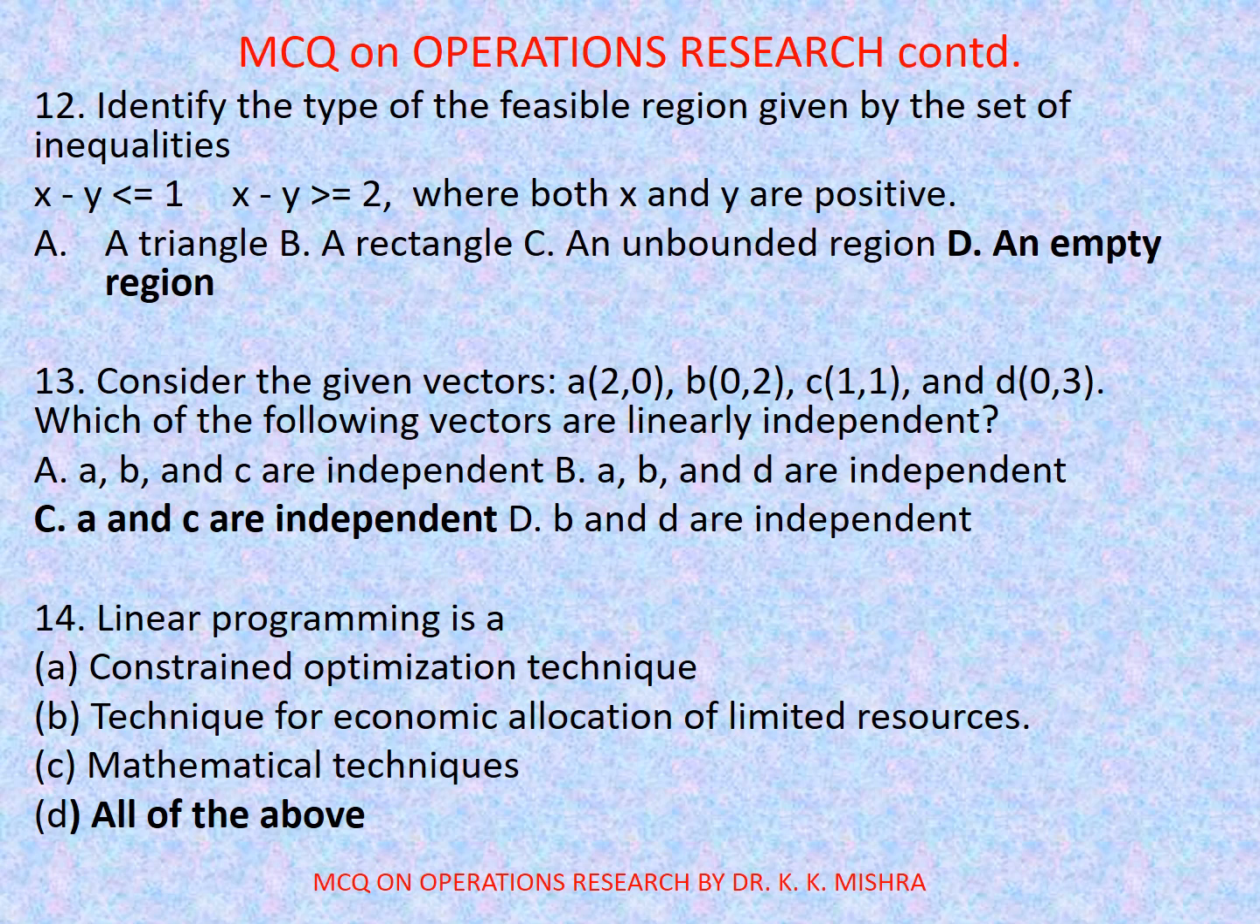Question number 13. Consider the given vectors A 20, B 02, C 11 and D 03. Which of the following vectors are linearly independent? Options are A.